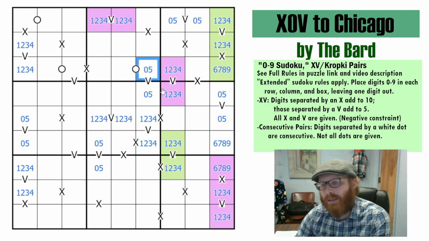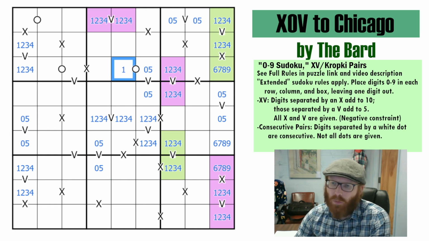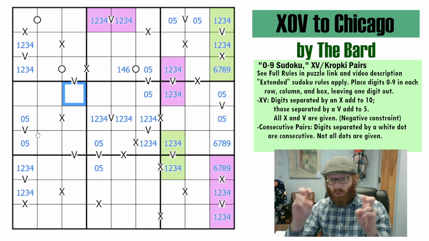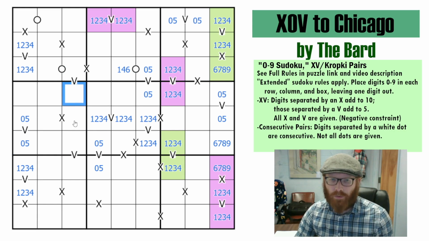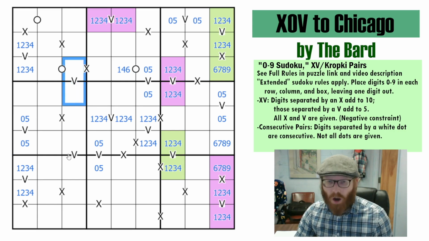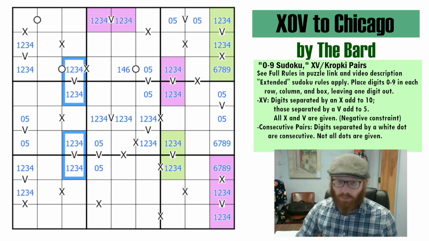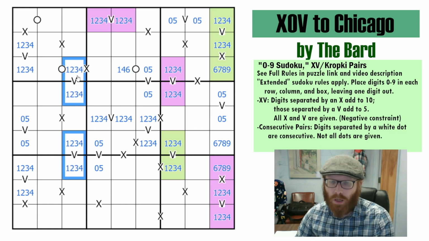Now that cell is consecutive with that. So 0 would be consecutive with 1. 5 would be consecutive with either 4 or 6. That's not quite as good. What's next? Have we got all our V's? There's a couple V's here. These V's are also normal V's because there's a 0, 5 here. So both of those are our two different flavors of 1, 2, 3, 4.